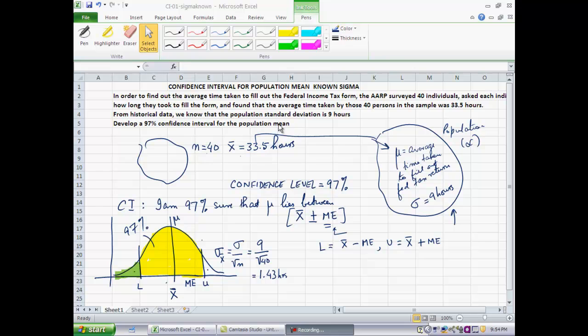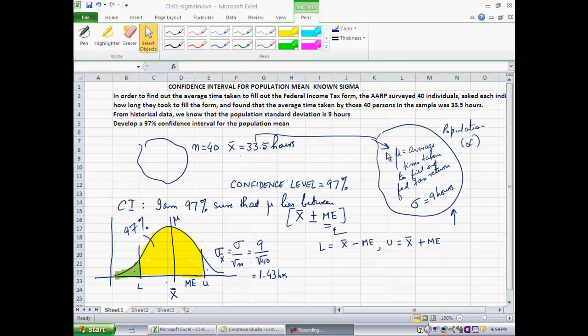So what did I do? I took a sample of 40 individuals. I asked each one of them how long it took to fill the tax return, and I computed the average of the 40 numbers they gave me, and came up with 33.5 hours. So that one number, 33.5, is the point estimate of the population mean. If I had to give you one number which is my best estimate of the average time taken to fill the tax return, I would say 33.5 hours.